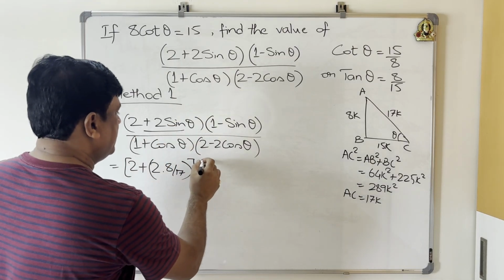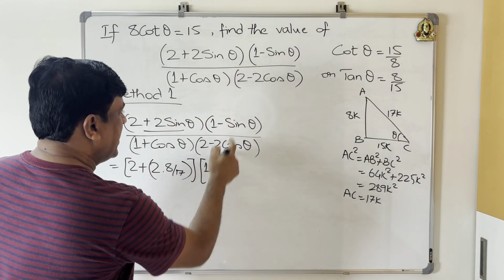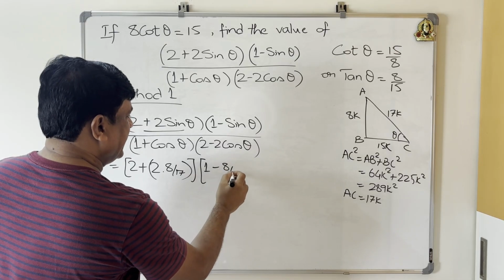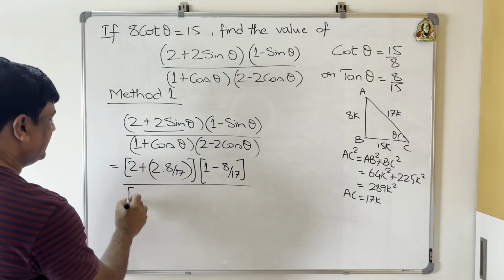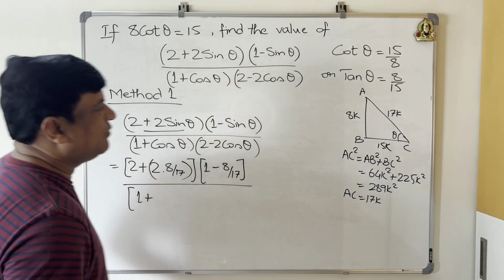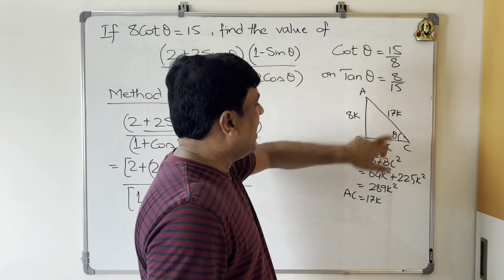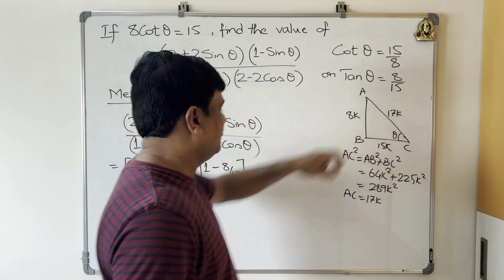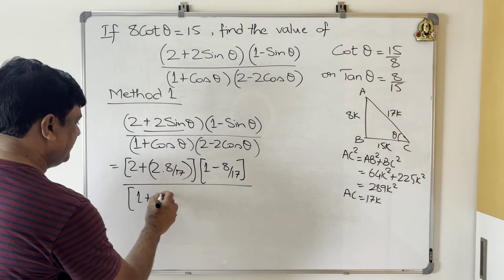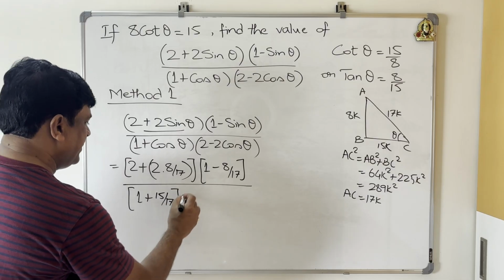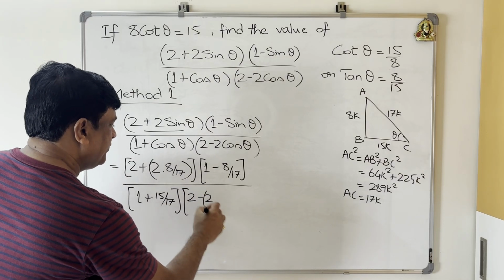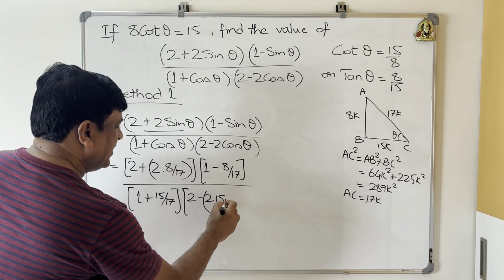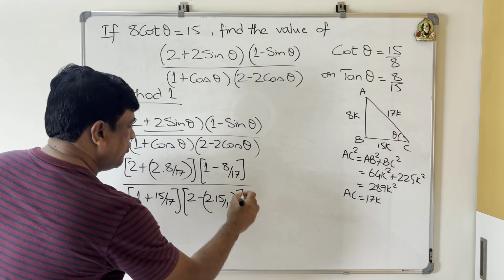Now go to the next one. What do you have? 1 minus, this will become 8 by 17, right? Done. Numerator taken care of. 1 plus cos theta. What is cos theta? It is 15 by 17. So this will become 1 plus 15 by 17, and this will become 2 minus 2 times 15 by 17, right? Now let's go ahead and solve it.